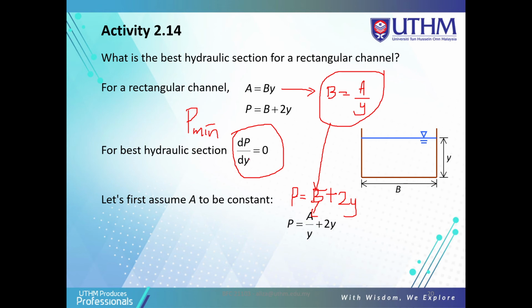Because you want to get dP over dy equal to 0, you just relate to your maths, pembezaan, meaning you need to calculate the dP over dy of this one, so negative A Y to the power of 2 plus 2 here, from this one to this.